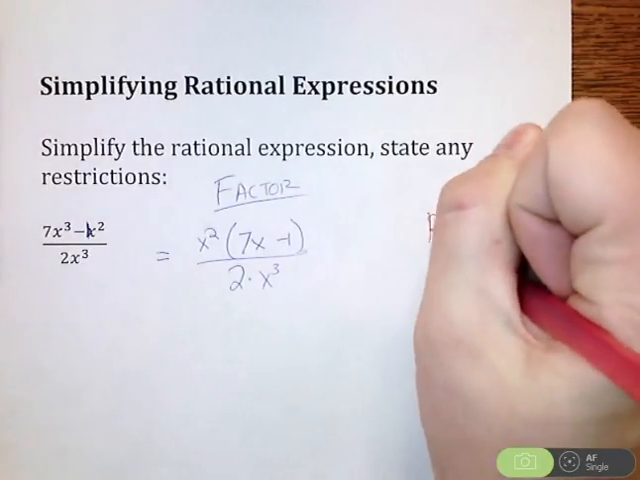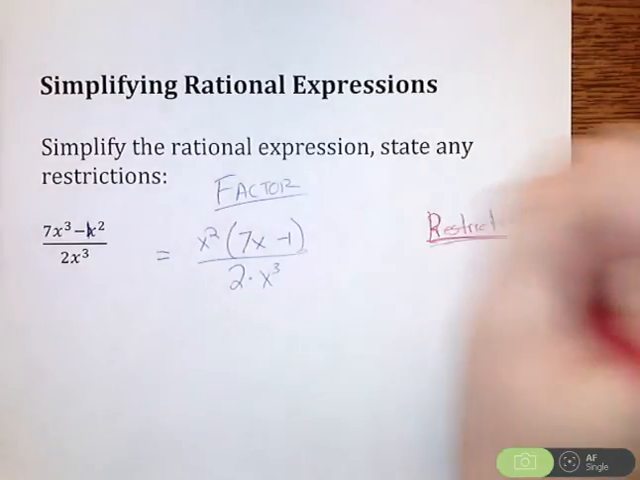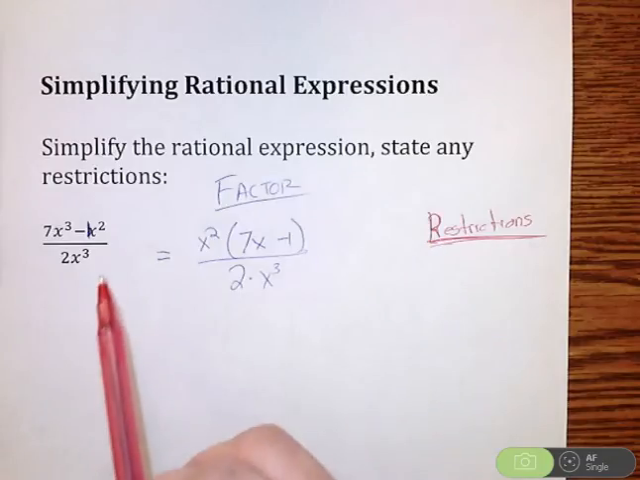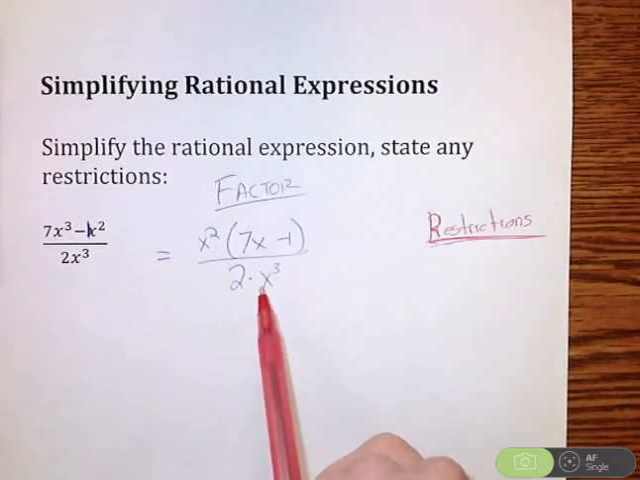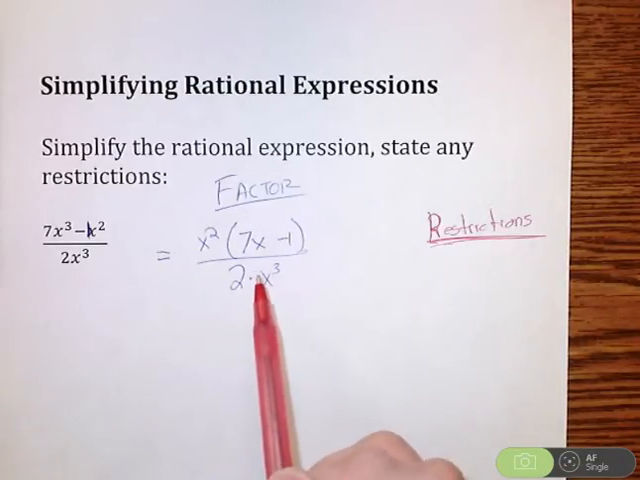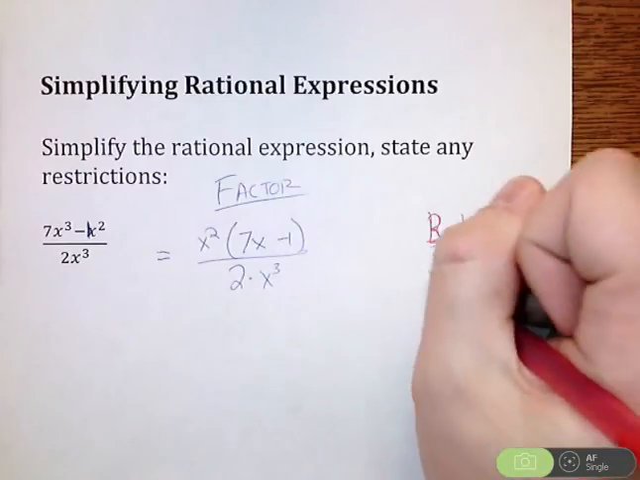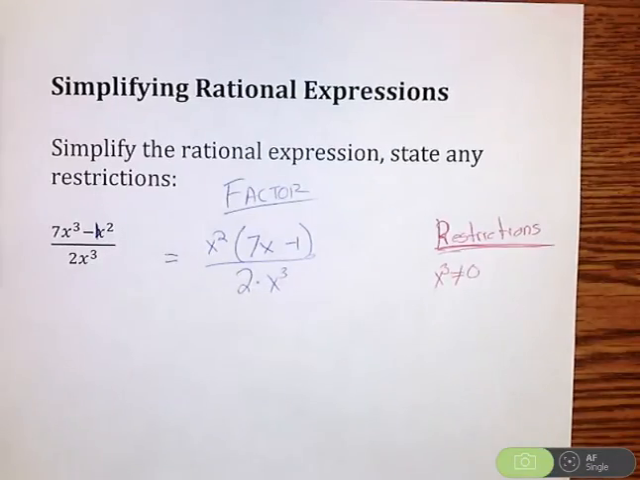Now, once I'm factored, before I do anything else, I like to figure out my restrictions. We're dealing with rational expressions, or rationals. Remember, rationals are like fractions. The one thing we want to avoid is the denominator ever equaling 0. So we're looking at what I can plug in for the variables to make the denominator 0. This 2 has no effect, because it's 2 times x cubed.